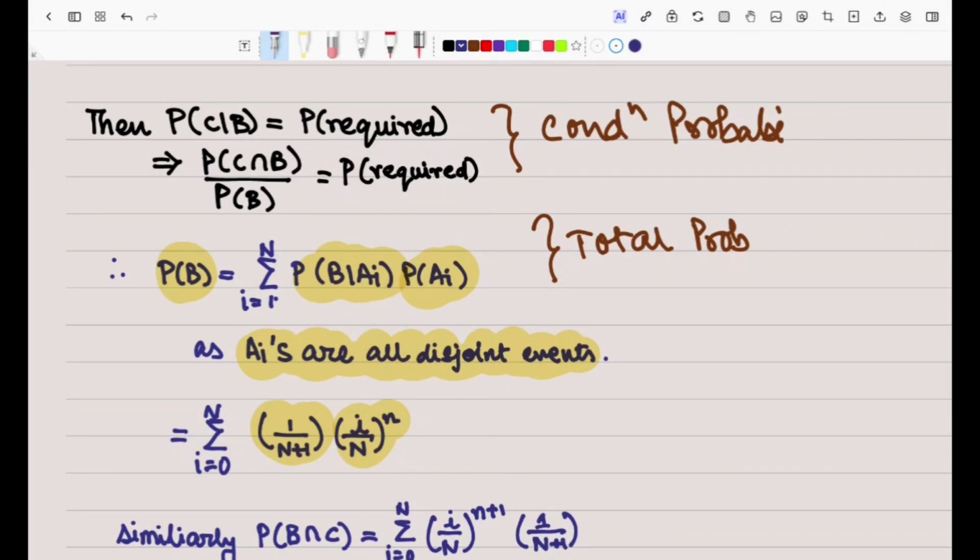So here I think I have made a mistake. This must be 0, not 1, right?